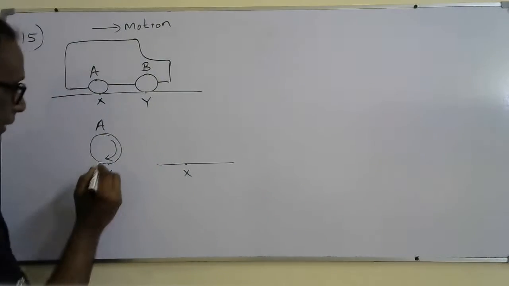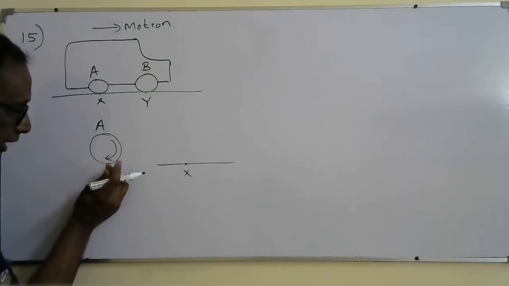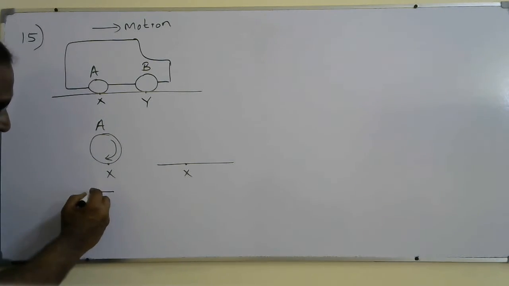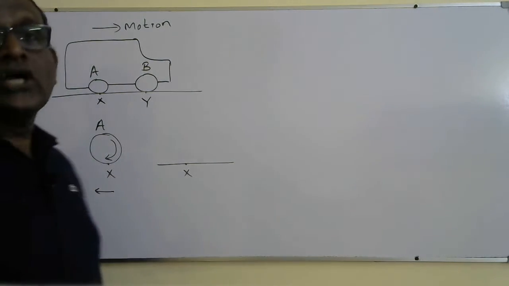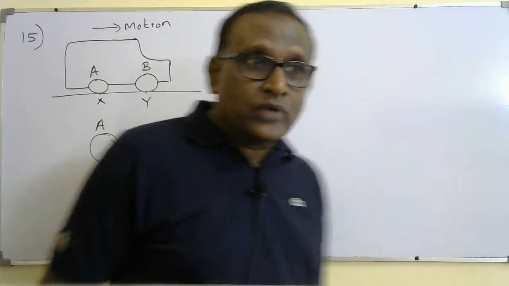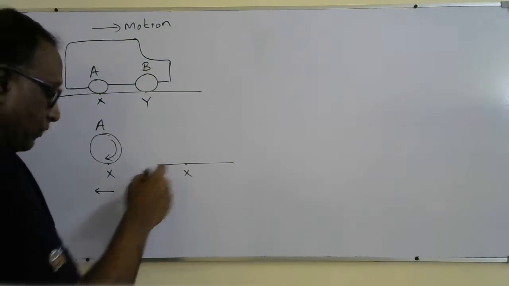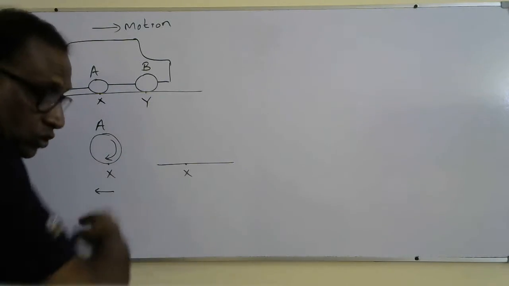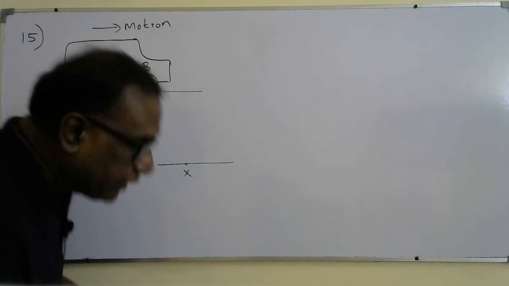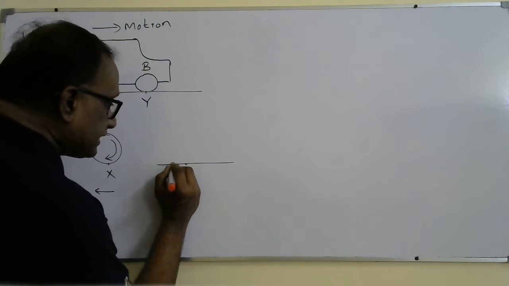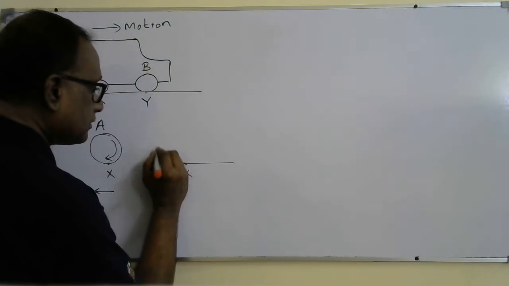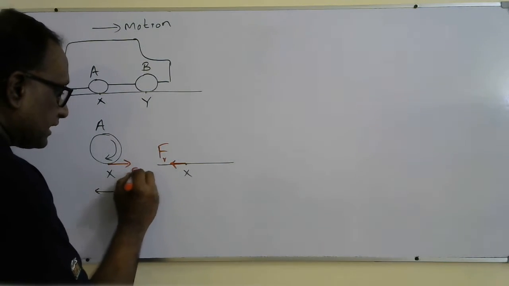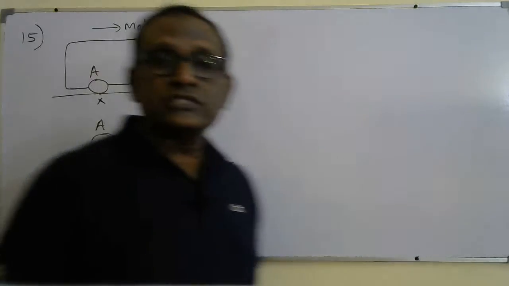So if there is friction, what will happen? This point will try to move in this direction, but friction will not allow it. That means the wheel will push the ground. Because it's moving this way, it will push the ground to the left. The wheel pushes the ground, that is the friction, towards the left. So the ground will push the wheel in the forward direction. Newton's third law, a pair of forces.